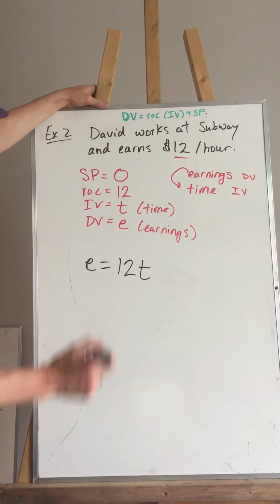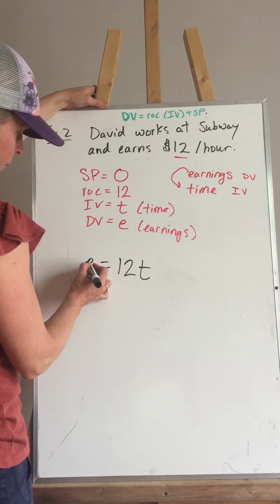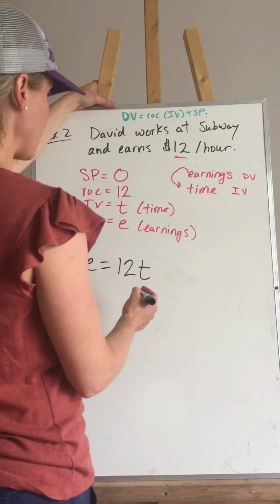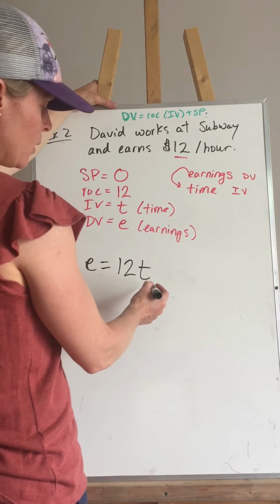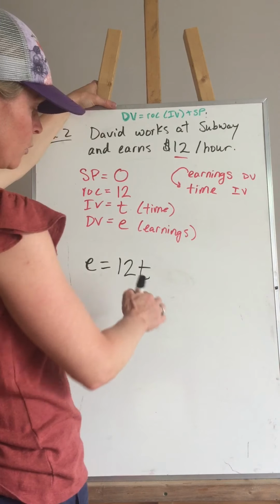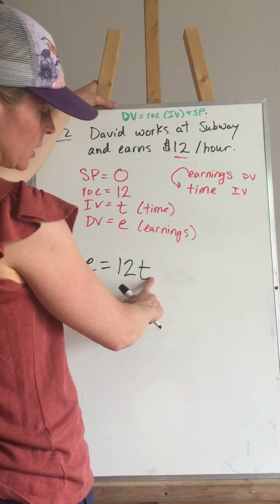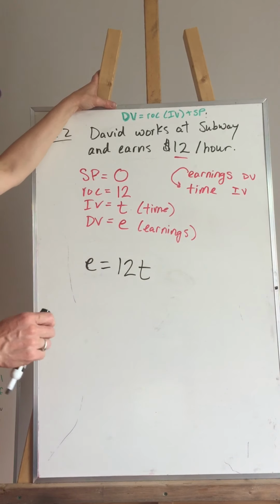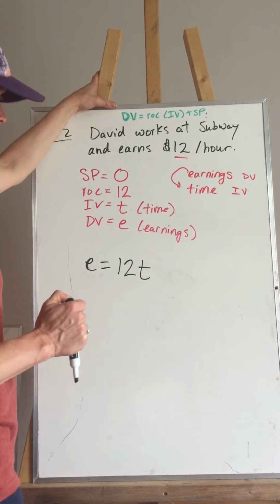Now the nice thing about coming up with equations, and why people do this, is because you could be given anything. You say, okay, how much would David make if he worked 50 hours? Well, you take your 50, substitute it into your time, it'd be 12 times 50, and you would automatically come up with his earnings.